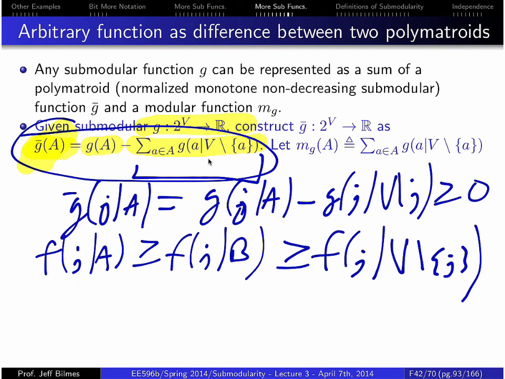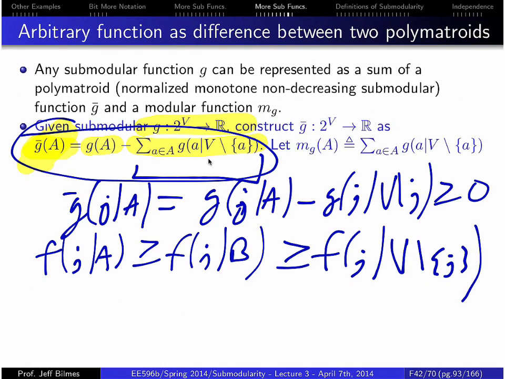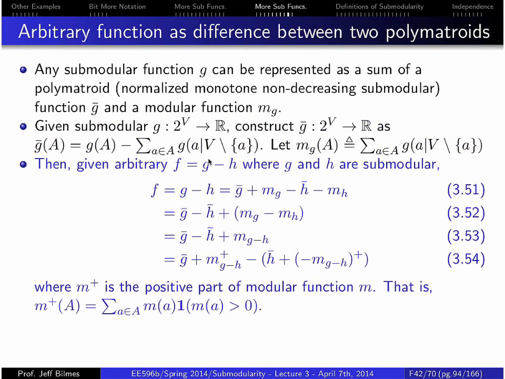So therefore, we can then express any submodular function, g, as a sum of a polymatroid function and a modular function. And once we've done that, we can express any arbitrary function as the difference between two polymatroids.